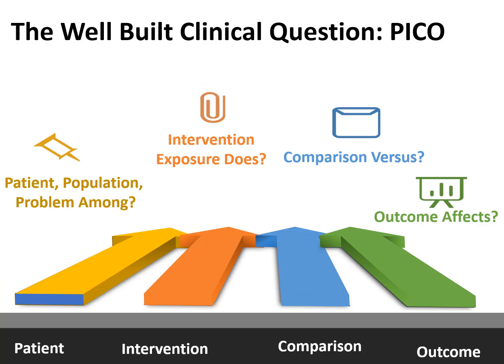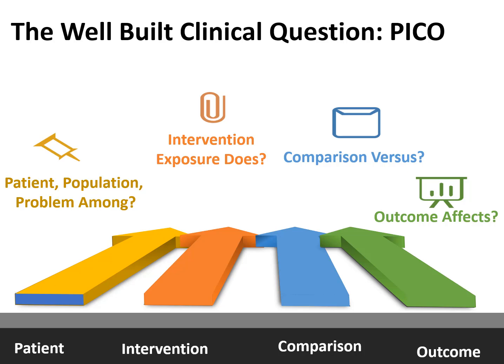The well-built clinical question begins with PICO. And PICO can be the patient, the population, or problem. This could be a disease of interest. The population we're looking at could be an age or gender, ethnicity, or any certain disorder. The intervention is a range of interventions of interest, or it could be exposure to a disease, a risk behavior like smoking. Then you're looking at comparison.